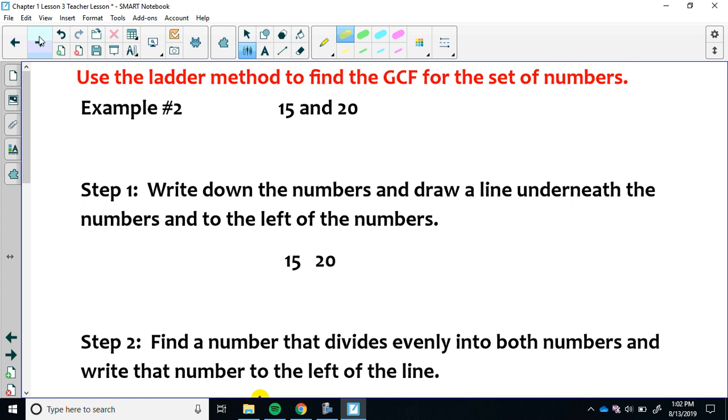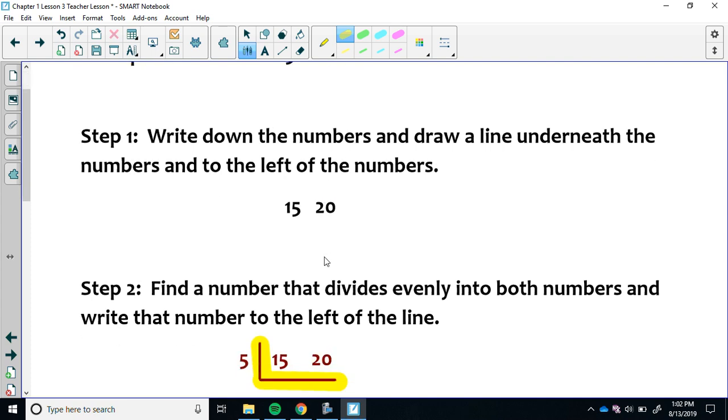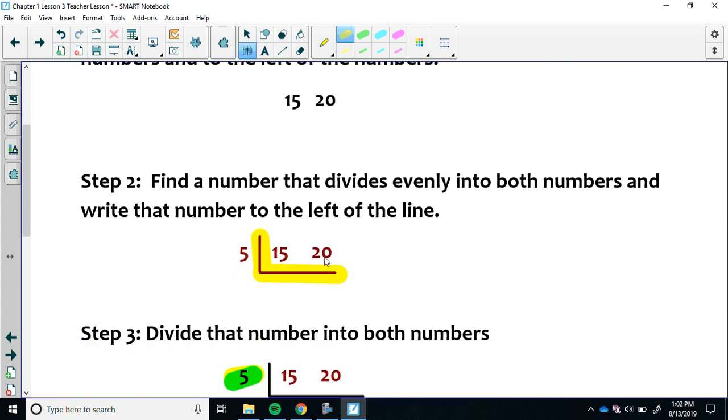Example 2, using the ladder method to find the GCF of 15 and 20. Now, when I was a kid, we just practiced, and I could look at those 2 numbers and tell you that it's 5. But if we're not there yet, we're going to use the ladder method. So 15 and 20, a number that goes into both those 2 numbers is 5. The number does have to go into both evenly.